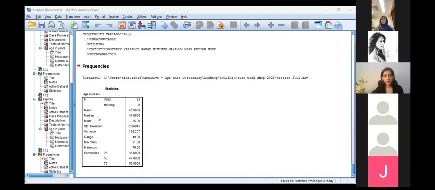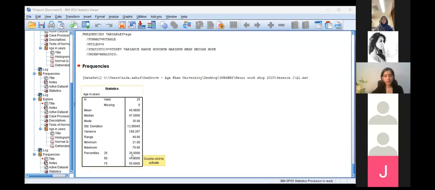So over here, you can see you have the mean, median, mode, the standard deviations, the variances, range, minimum, maximum value, and then percentiles. So, interquartile range. What are percentiles? What you will be reporting in the interquartile range is the value at the 25th percentile and the value at the 75th percentile.